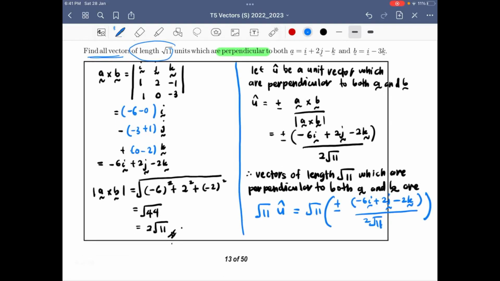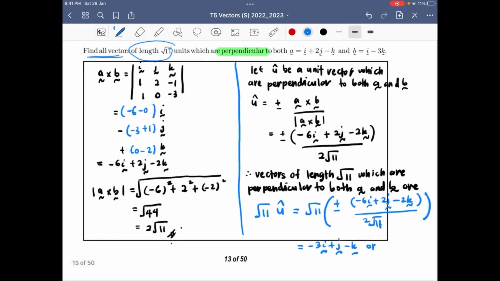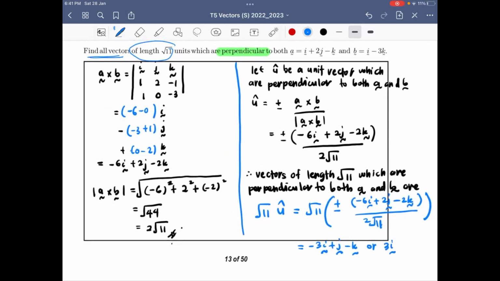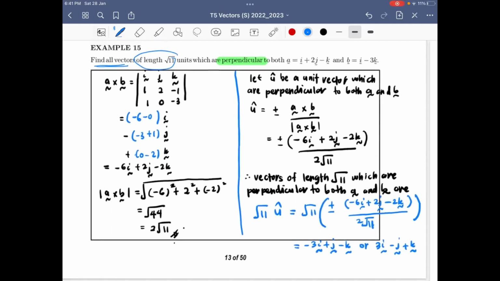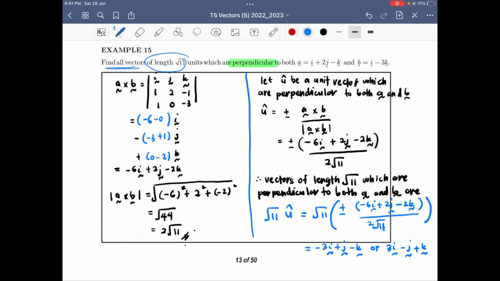So you will get two answers. For the positive part, you will get negative 3i plus j minus k, or for the negative part, you will get 3i minus j plus k. One for the positive part and one for the negative part. That's all for this example 15. It's quite long, but try to take time to understand this kind of question. Hope you can do it.